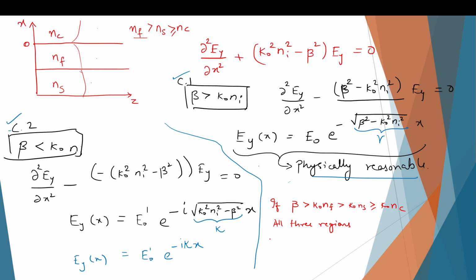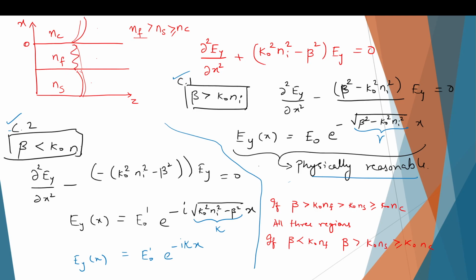Then the second case is if beta is less than k naught nf, but beta is greater than k naught ns, or even k naught nc. So beta lies in between these two. Then wherever beta is greater than k naught ns and k naught nc, we have decaying solutions, so they will be decaying here and here. However, wherever beta is less than k naught nf, that is in the film, we will have an oscillating solution.